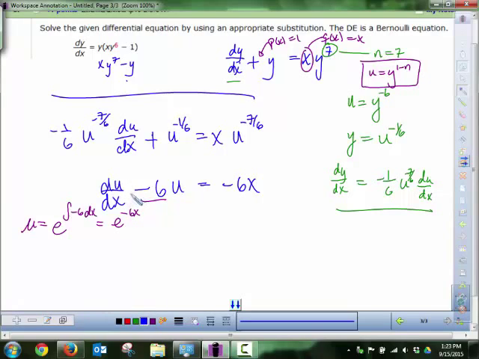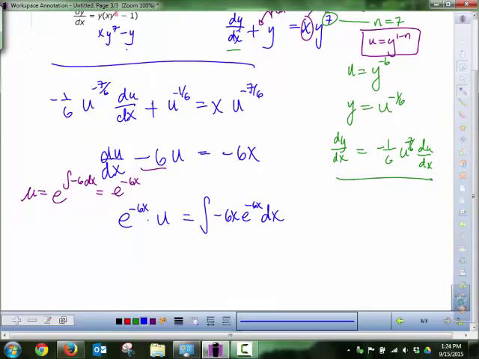But what happens here is that you multiply by the integrating factor, the left-hand side will become a product rule of two things, and the two things that it's a product rule of is e to the negative 6x times u. And as this is a product rule, you undo the derivative, and so you take the integral of both sides, and then you have negative 6x e to the negative 6x dx. So we'll have to do an integration by parts problem here, which you guys are all experts on.